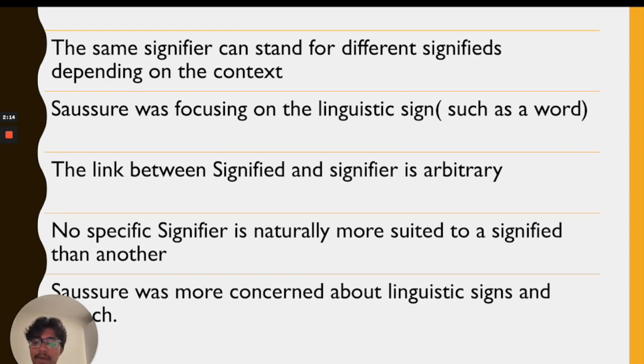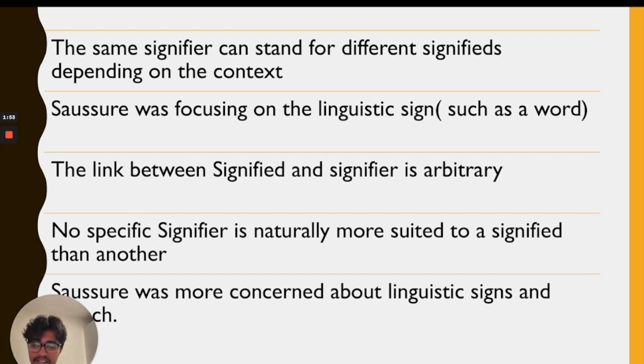For example, there is nothing about the sound of dog or the letters d-o-g that inherently means it's a four-legged animal that barks, right? So rather, this relationship is established and maintained through social convention and language use.